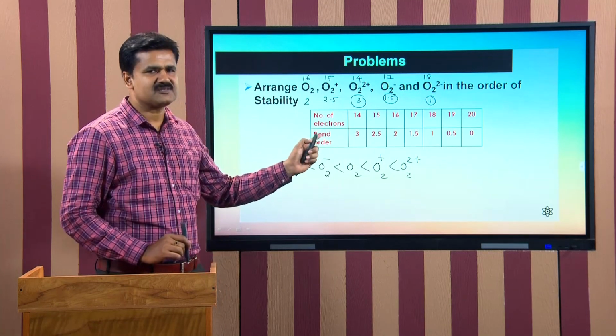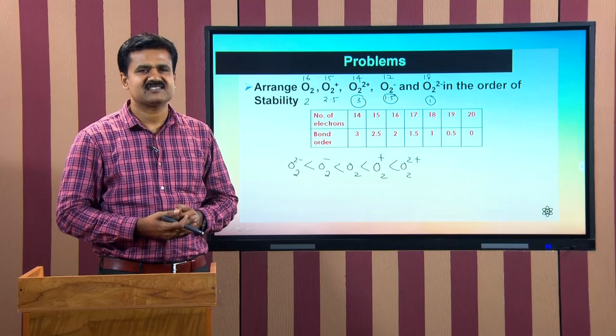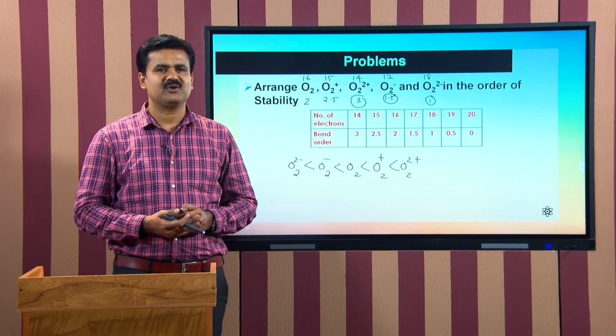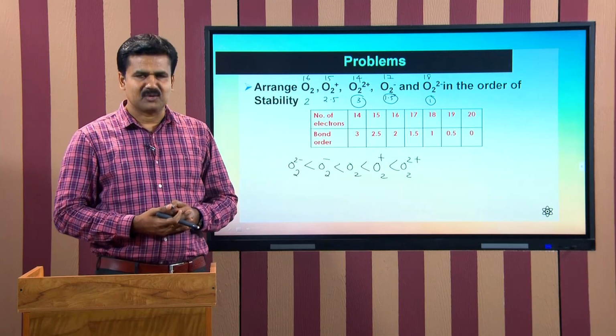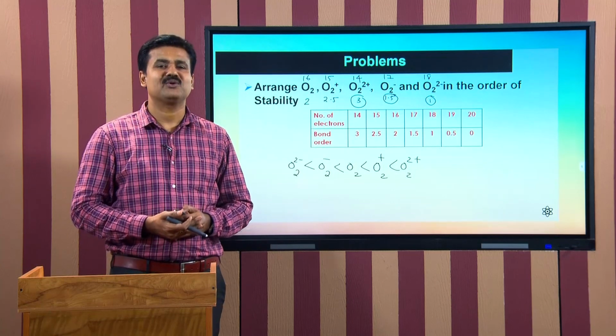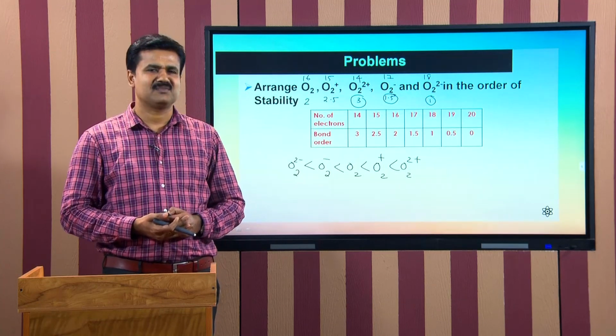This chart is highly useful as far as different competitive examinations are concerned. Hence, in this module, we have studied the MO diagram of homonuclear diatomic molecules with relevant examples and problems.